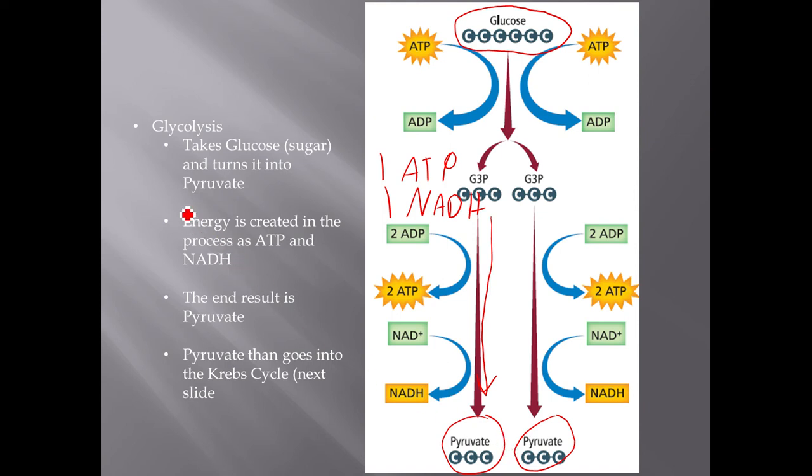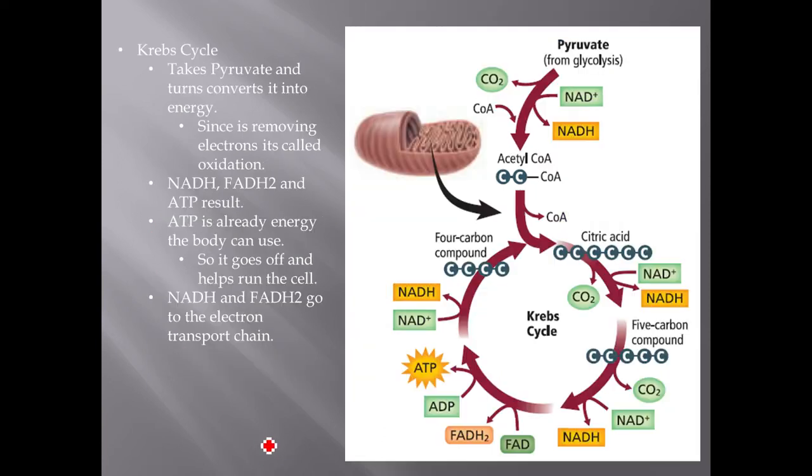Everything else right here, I've already talked about. It's just me explaining it in words of what's going on over here. Once you have pyruvate, guys, what happens next is the pyruvate goes into what is called the Krebs cycle, which is on the next slide. The Krebs cycle, guys, takes pyruvate and basically turns it into energy that it can be used.